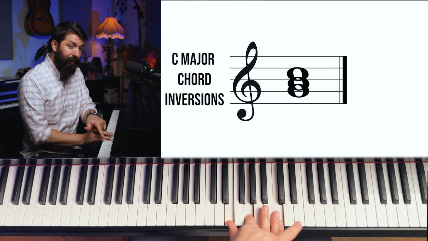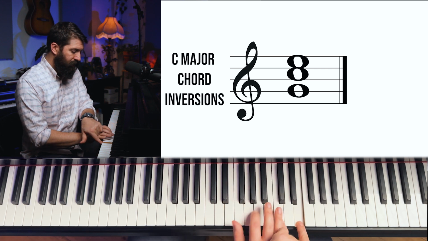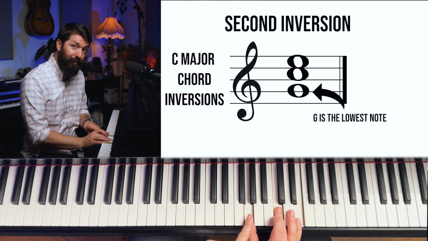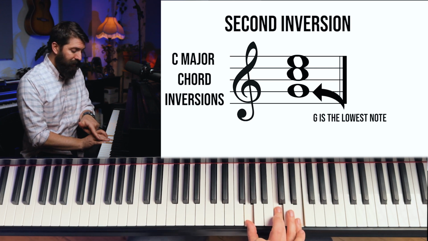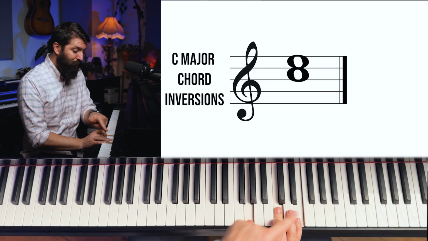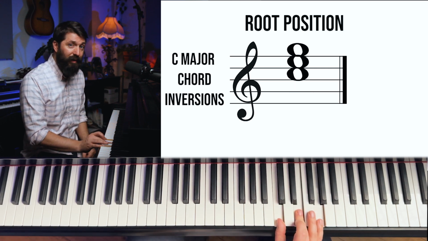And if we take this and move it up an octave, this is called the second inversion, where we have the fifth note of the scale as the lowest note, the third is the highest, and the C, the root, is in the middle. If we bring it up one more time, we're back to where we started.